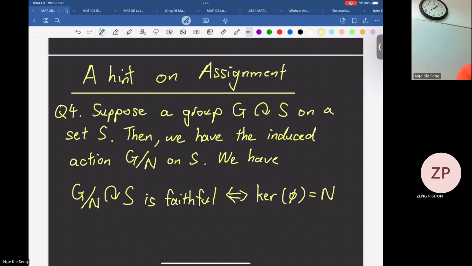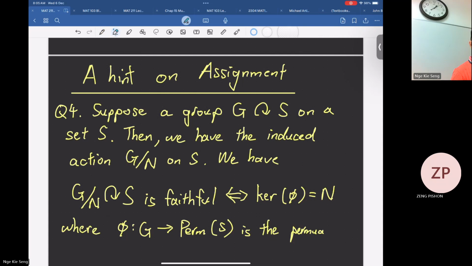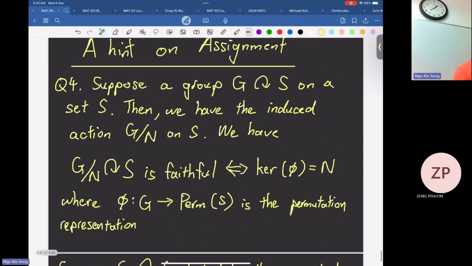The homomorphism from where to where? Phi is a homomorphism from G to the permutations of S, the permutation representation given by the action of G. Okay.